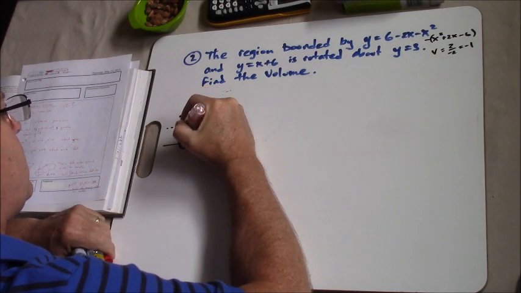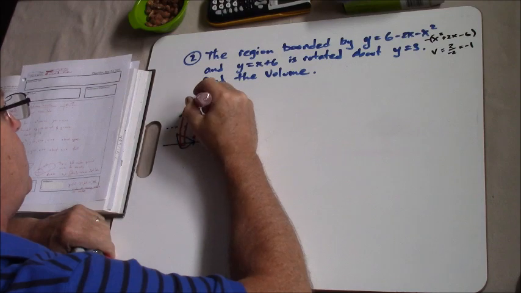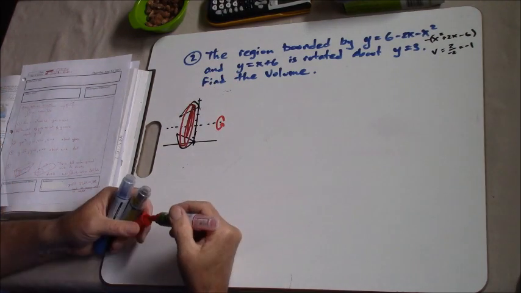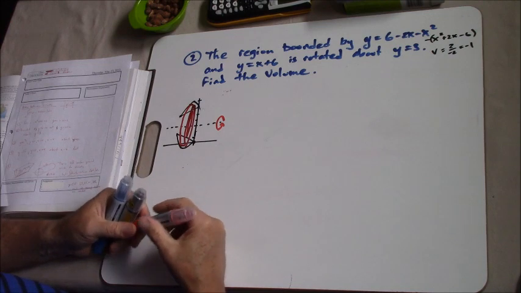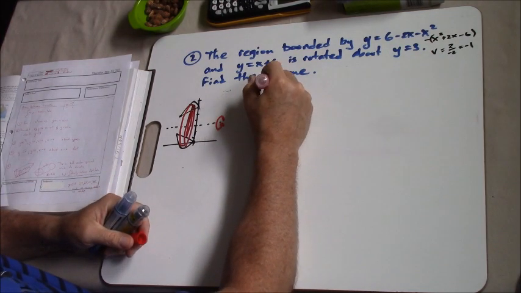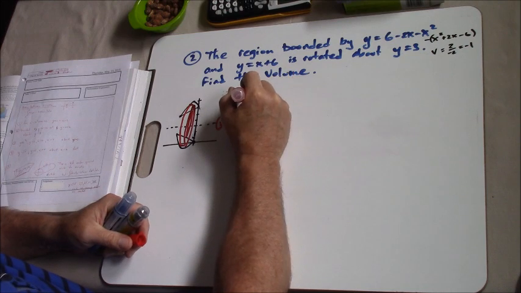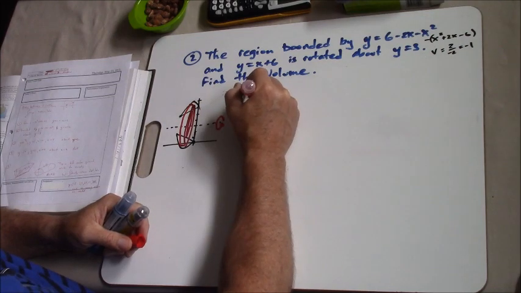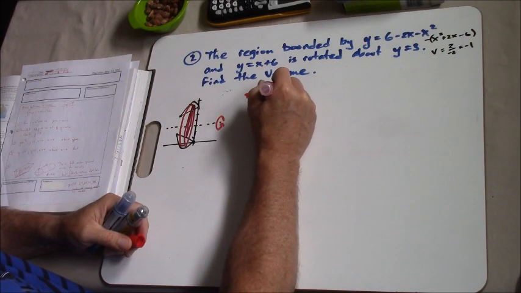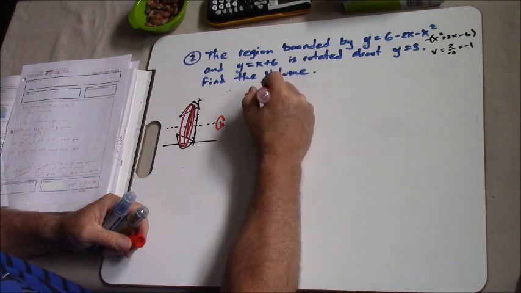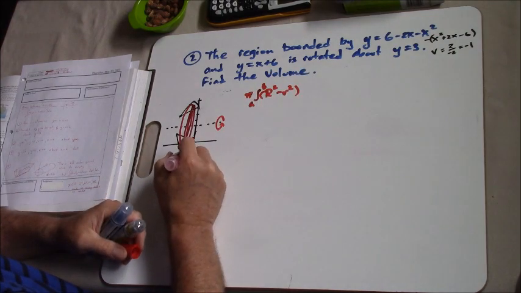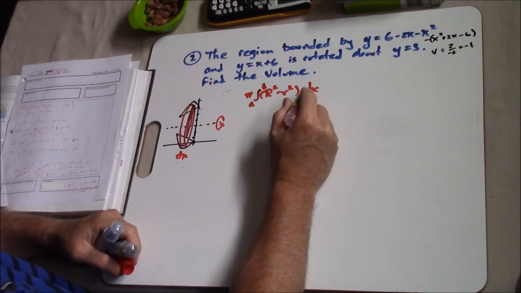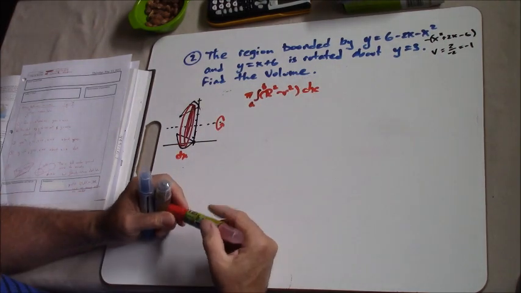And so here's my washer. It's going to be hollow on the inside. And so what I want to do here is I want to do the integral from a to b. You have to think, how do you find area? It's pi r squared. So this would be big R squared minus little r squared. And then this is a dx value. It's running parallel to the x-axis.